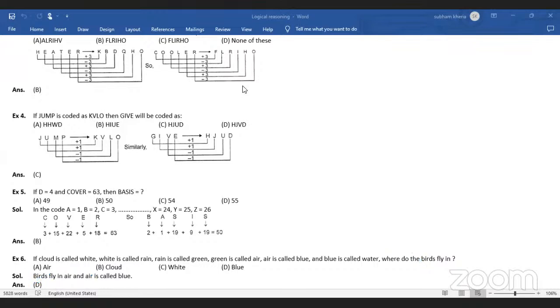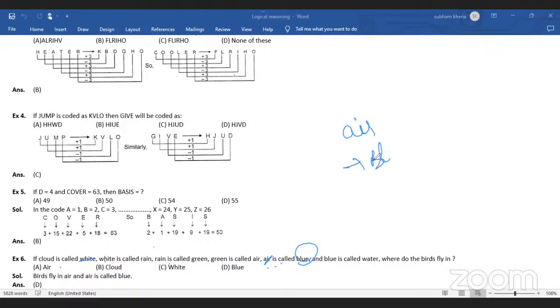Now look at a new question. What is it saying? It's saying if cloud is called white, white is called rain, rain is called green, green is called air, air is called blue, and so on are given. Where do the birds fly? Normally the birds fly in air, right? Normally the birds fly in air. And what is air called? Air is called blue. Look, it is clearly written that air is called blue.